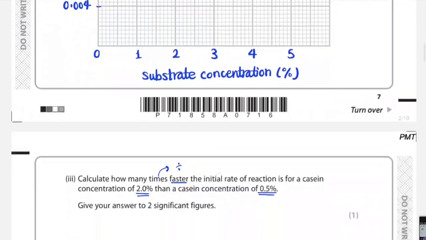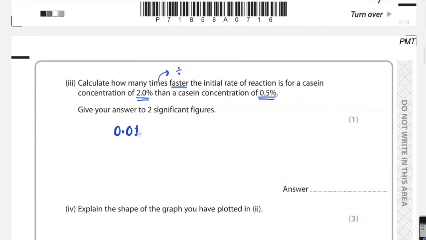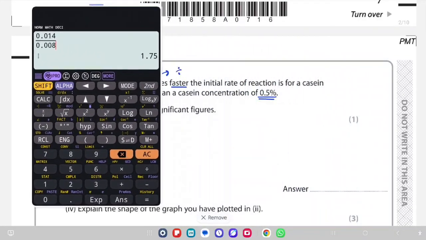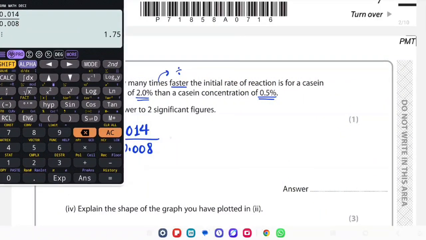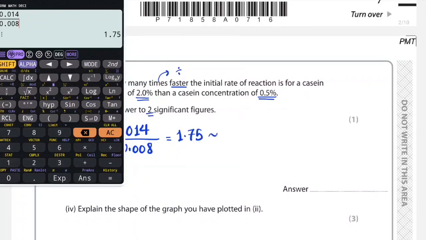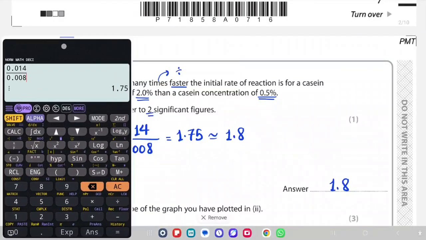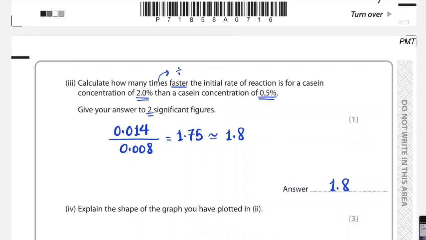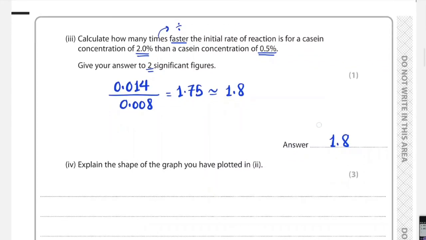0.014 divided by 0.008. The answer using the calculator, it's going to be 1.75. But take care that the question is asking you for two significant figures, so we can round it up to 1.8. And pay attention that if you actually wrote this answer here, you're going to lose the whole mark even though you know how to calculate it. So writing the correct number of significant figures as asked is really important for your mark to be awarded.